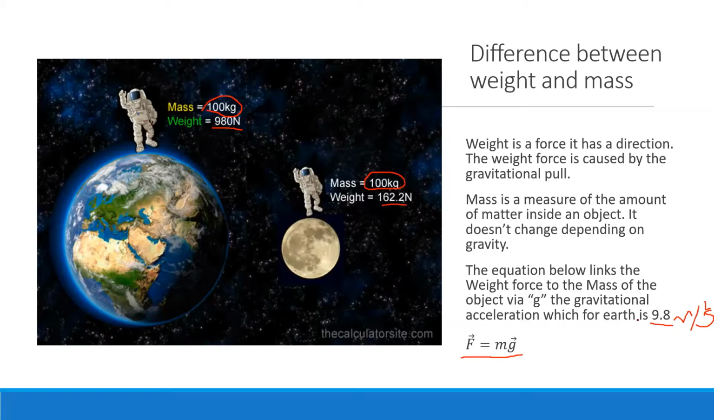Now, you don't really need to know this, but just a heads up, it's not 9.8 everywhere on Earth. That actually changes depending on where you are on the Earth. And of course, it's not going to be 9.8 on the moon. You can actually calculate it: you could take this value, divide it by 100, and that'll tell you what it is. So it looks like it's about 1.6, which is, I think, about a sixth of the gravity of the Earth.